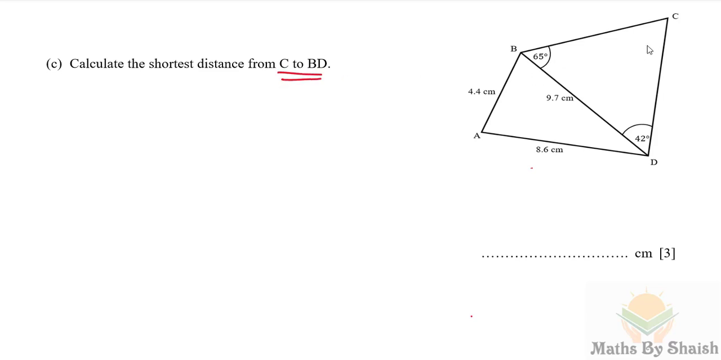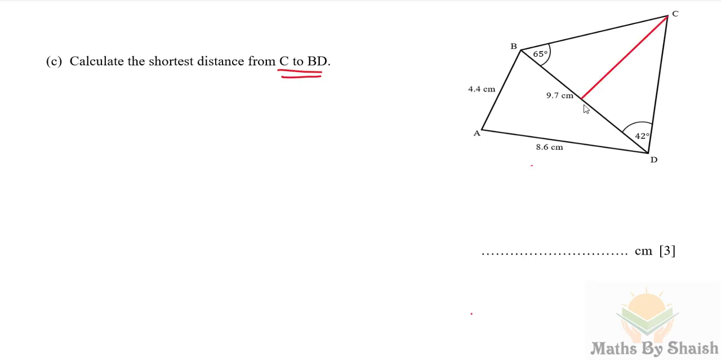So our shortest distance is always going to be the perpendicular distance. First of all, we'll drop a perpendicular from C onto BD so that we can see what we are finding. So here I dropped a perpendicular from C onto BD. This is 90 degrees, and this side length we have got from the previous part. Now this value we have got from the previous part, and now it is a right angle triangle.